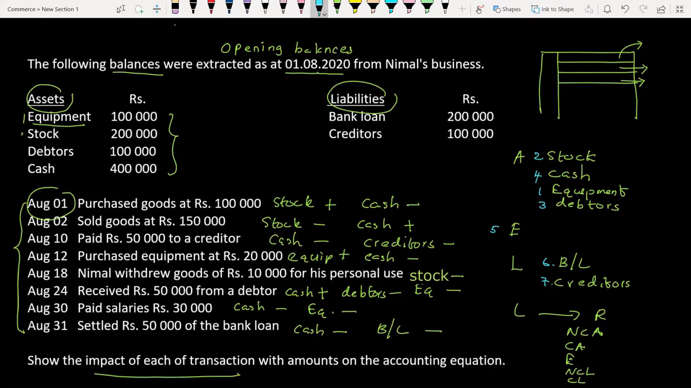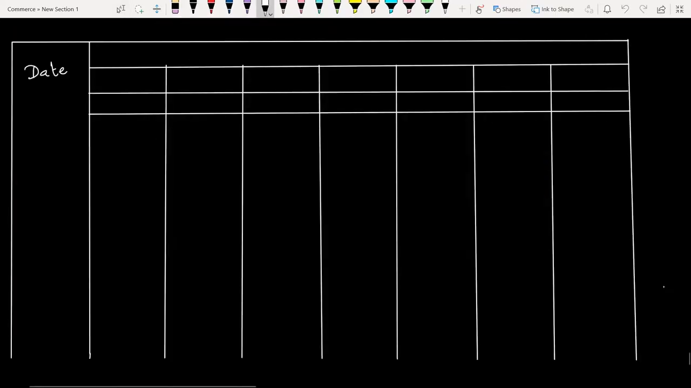Now, starting from the second column, we can divide this space into 7 equal columns. Okay, this is our table. First column is to mention the transaction's date. And first row is to show the accounting equation. And the second row is to mention the asset item names and the liability item names.